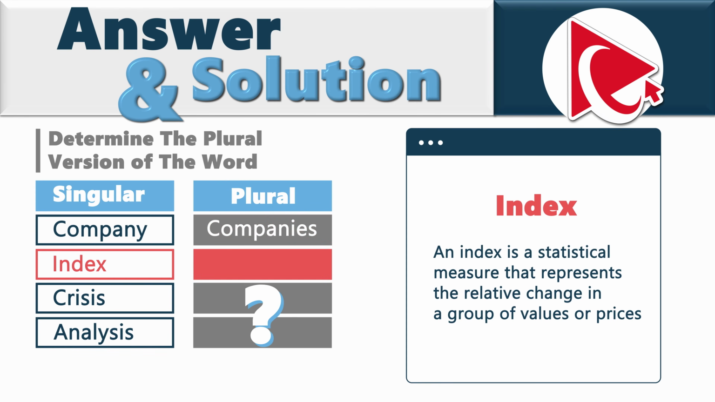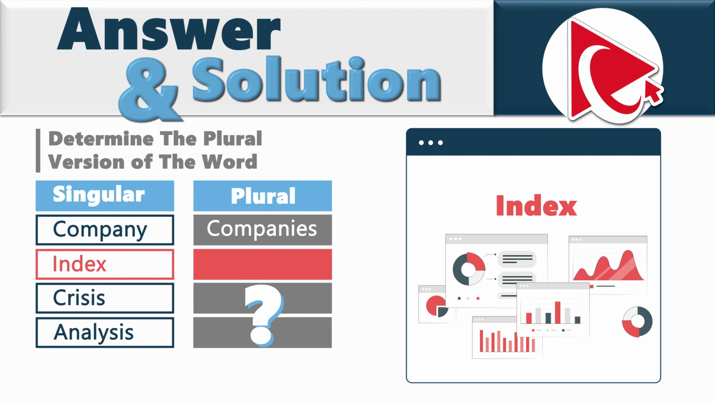Index is a statistical measure that represents the relative change in a group of values or prices. The plural version for indexes is spelled as I-N-D-I-C-E-S and is pronounced as indices.